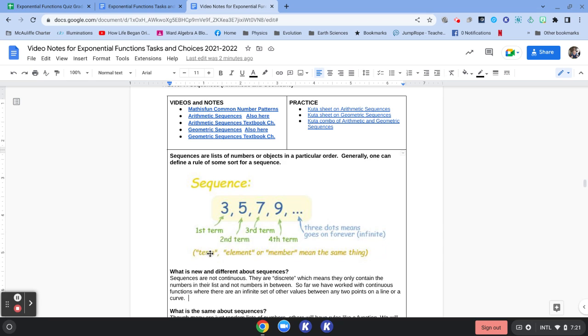We might refer to the terms as elements or members, but they are ordered and they are designated an index of some sort. So an index being this is the first one, the second one, third one, the fourth one, and so forth. And so you look at these numbers and you think, is there a rule?